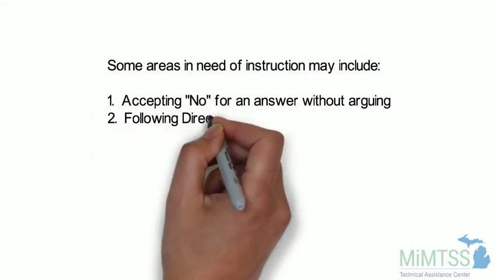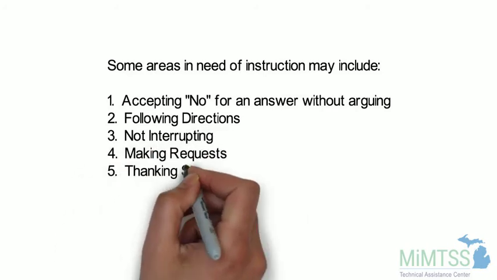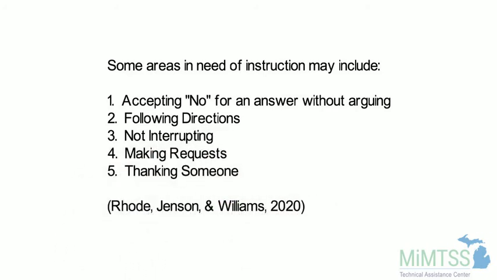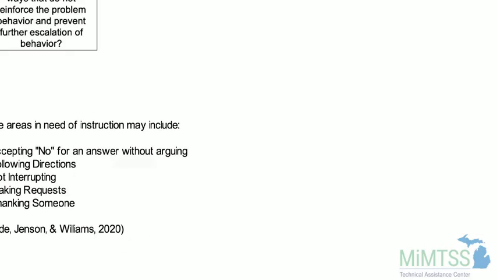Here is a list from Rode, Jensen, and Williams. Accepting no for an answer without arguing, following directions, not interrupting, making requests, and thinking something. You can probably add a few additional skills to this list off the top of your head. So, the next big question you may have is, how are social skills taught?